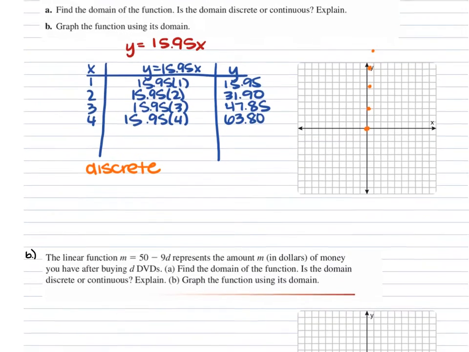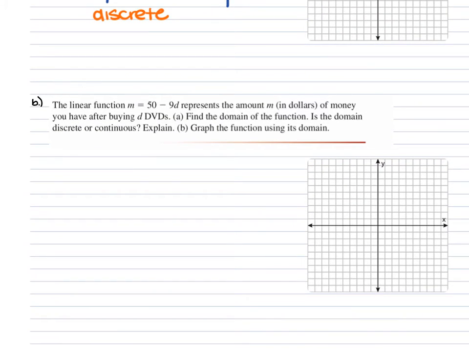For example B, it tells us the linear function m is equal to 50 minus 9d represents the amount m in dollars of money you have after buying d DVDs. Find the domain of this function. Is the domain discrete or continuous? Explain. So with this one, you got to think, your d is the amount of DVDs. Can you buy half of a DVD? Can you buy 2/3 of a DVD? No, you can't. So this is discrete.